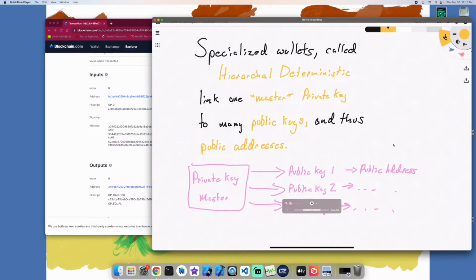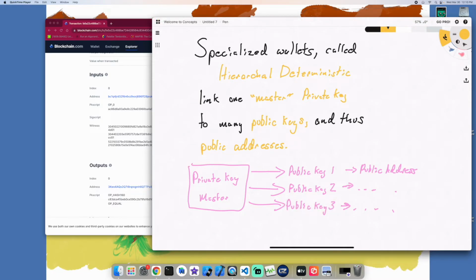Now, I do want to tell you that in Bitcoin, you can have specialized wallets called hierarchical deterministic wallets. What these do is they will link one master private key to many public keys and thus public addresses. So you could have a wallet that has one master private key and from it, it's generating multiple public addresses. This allows people on Bitcoin to utilize many different addresses. Some people on Bitcoin say that you should use a different public address for every single transaction.